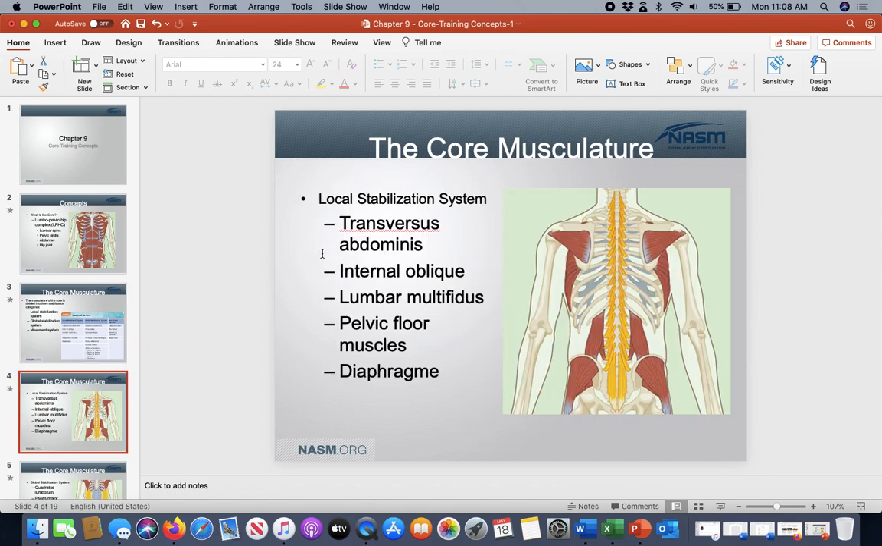So each one of them has their own definitive areas. So we're talking here about the transversus abdominis, the internal obliques, the lumbar multifidus, the pelvic floor musculature, which is very difficult to see from most diagrams, and then the diaphragm, which is really kind of interesting.